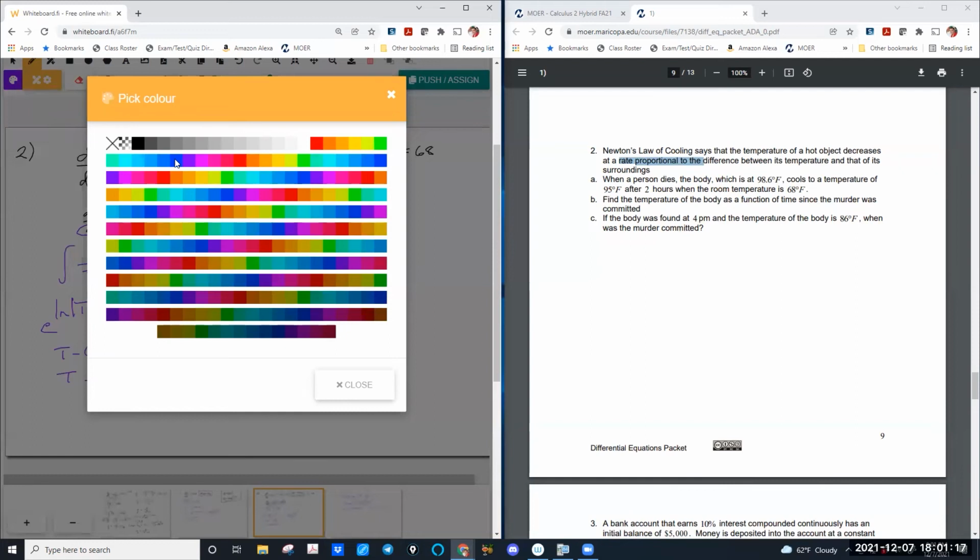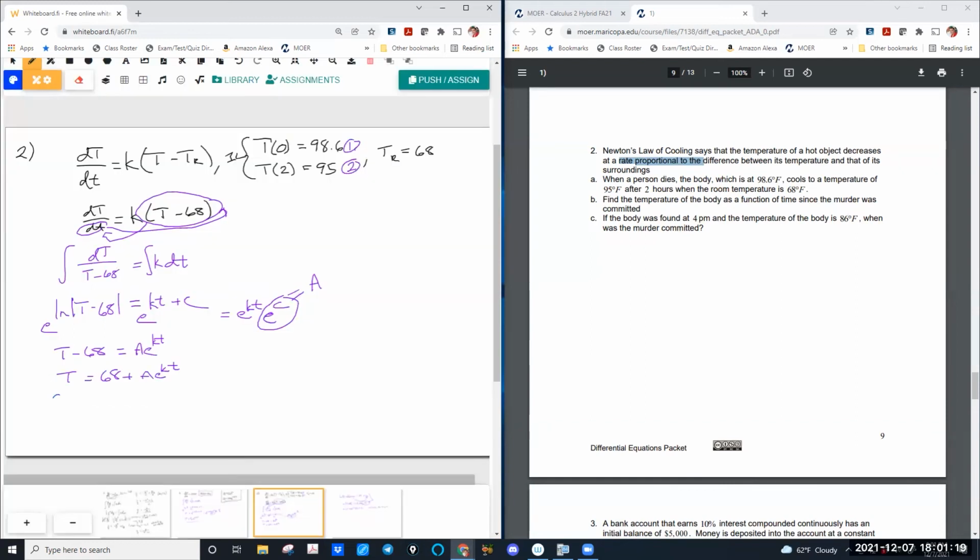So let's change colors for putting this in. So that tells us that 98.6 equals 68 plus a e to the k times 0. But k times 0 is 0, e to the 0 is 1. So really it's just saying 98.6 equals 68 plus a. And so that really quickly just gives us that a equals 30.6.